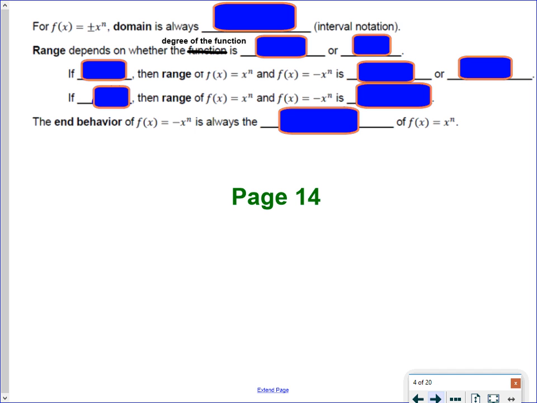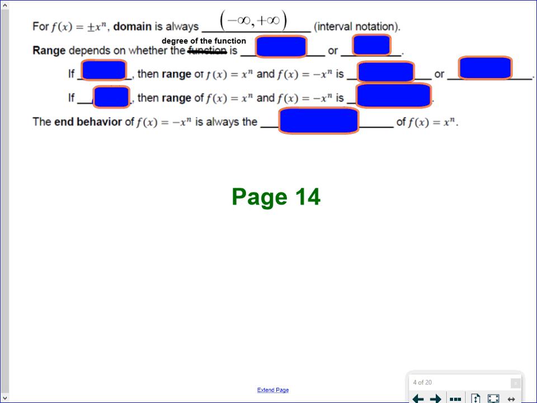So let's go on. This slide is basically summing up everything we said in the last two slides. For f of x equals plus or minus x to the nth power, the domain is always all real numbers, or in interval notation, negative infinity to positive infinity.